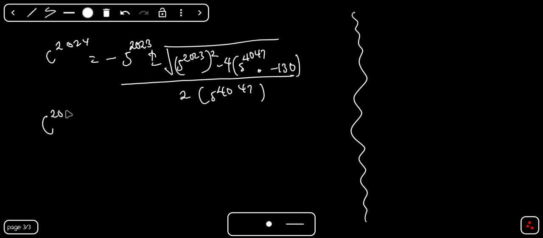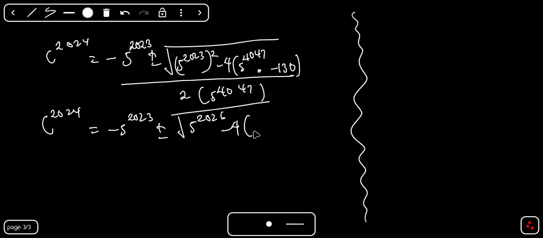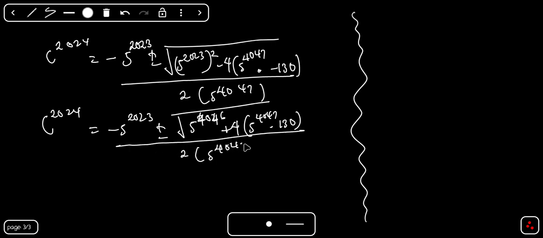So we're going to have c raised to the power of 2024 equals minus 5 raised to the power of 2023, plus or minus the square root of 5 raised to the power of 2026, minus 4 into bracket 5 raised to the power of 47. Sorry, this is 46. So minus 4 multiplied by 5 raised to the power of 46, then multiply by, this should be plus, because negative times negative will give us plus, 130, then everything over 2 multiplied by 5 raised to the power of 47. Okay, guys, we're getting there.